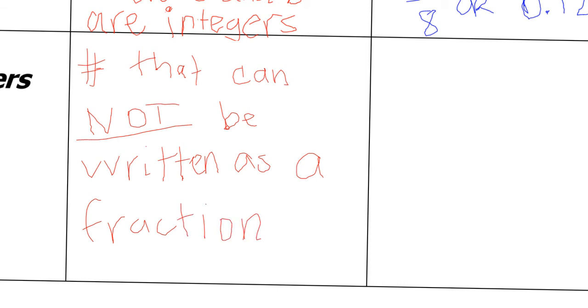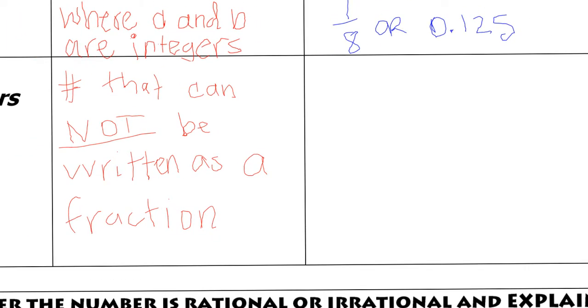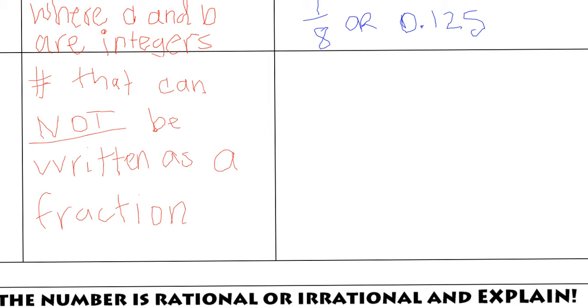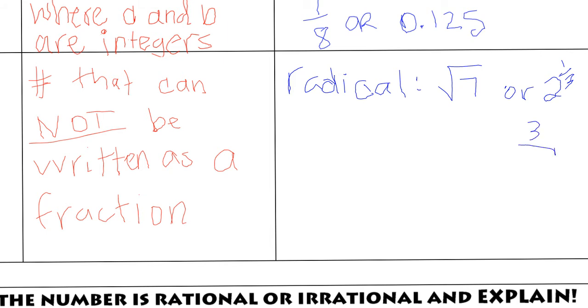So for example, anything that is a radical or a square root. So square root of 7, or 2 to the 1/3 power, because 2 to the 1/3 power is just the cube root of 2. Okay, so that would be a radical. That is an irrational number. You cannot write those as fractions. Anything non-repeating or non-terminating decimals.